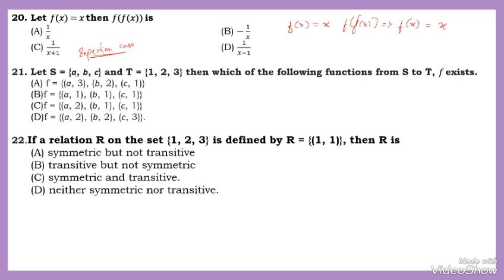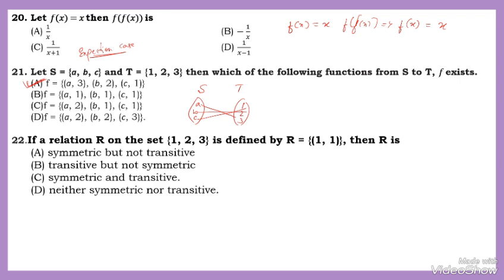Let S = {a, b, c} and T = {1, 2, 3}. Which of the following functions from S to T exists? There are two sets S and T, with a mapping from a, b, c to 1, 2, 3. Each element is related to one element only. Here a is related to 3, b is related to 2, c is related to 1. So option A is correct.